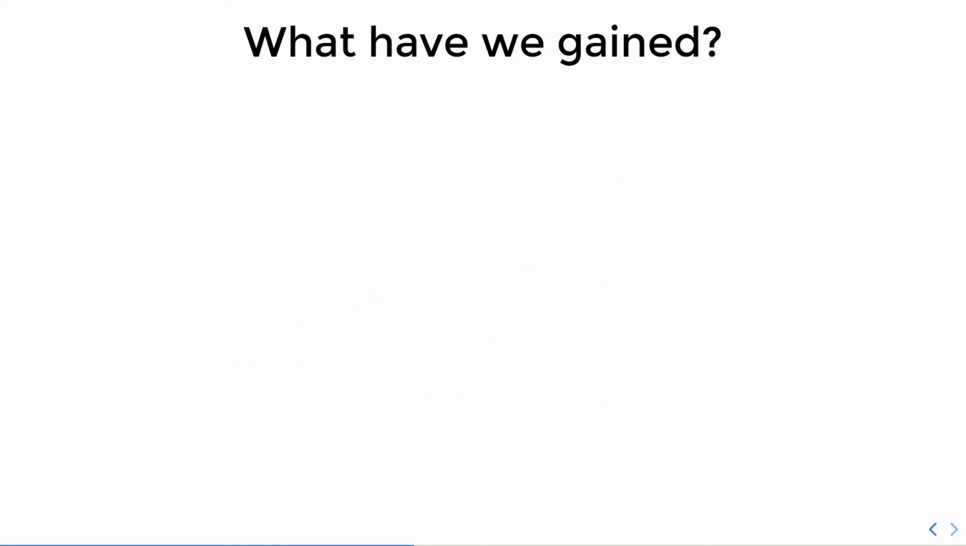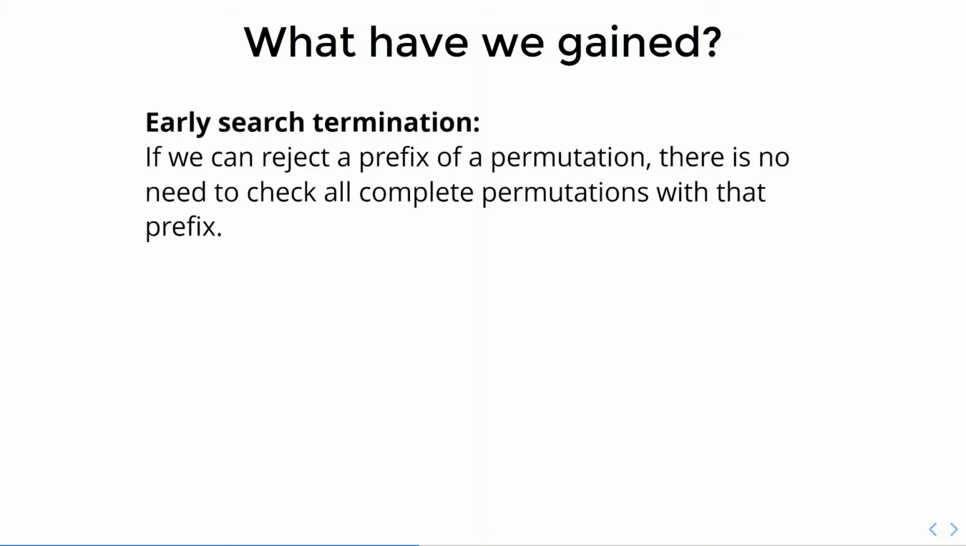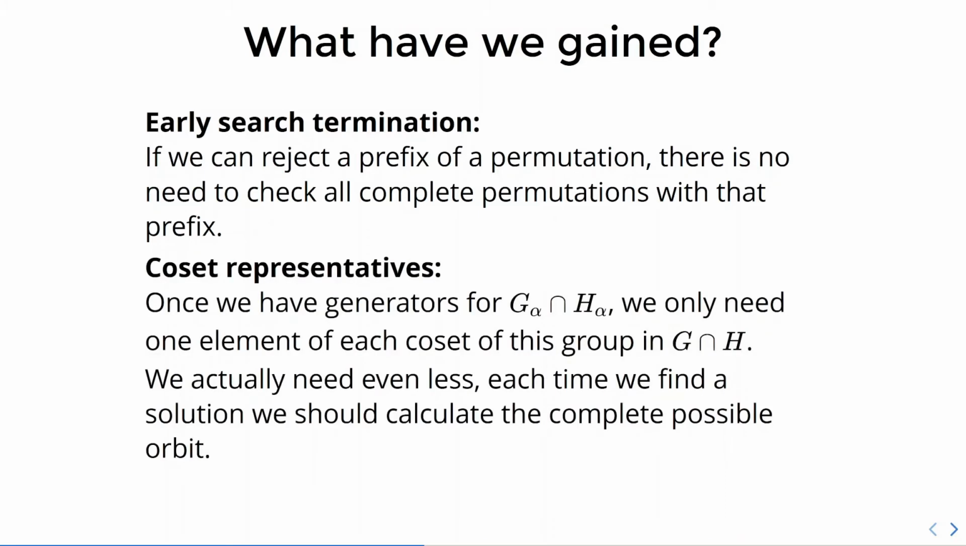So what have we gained over just a brute force search? In classic backtrack search style, as we're familiar with in constraints, we can terminate early. We build up permutations as a prefix, and we don't need to check every possible permutation. We can stop early. And the bit we gained group theory-wise is this idea of coset representatives.